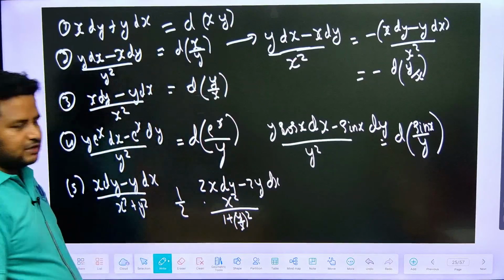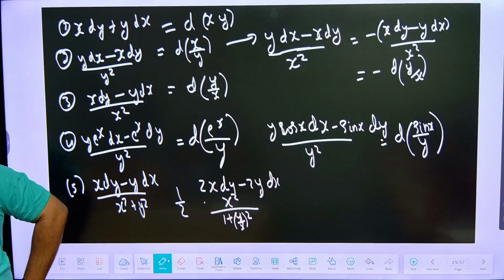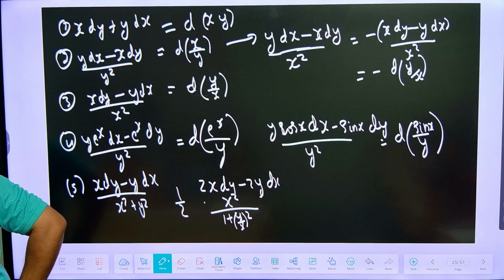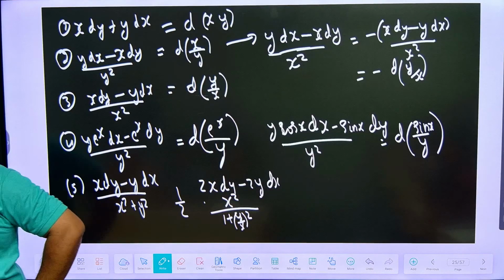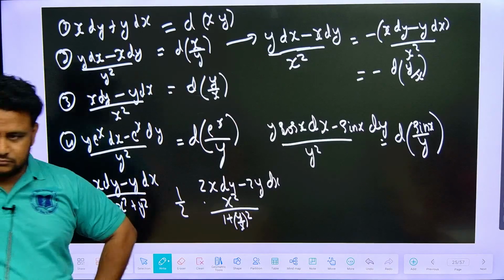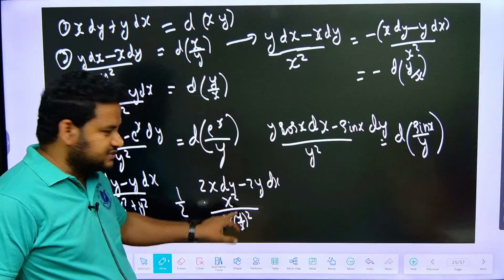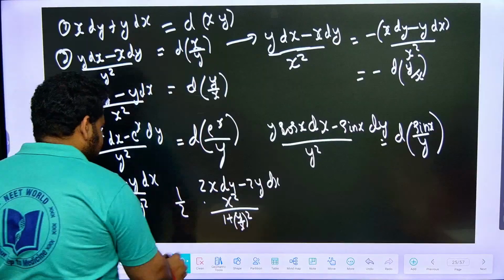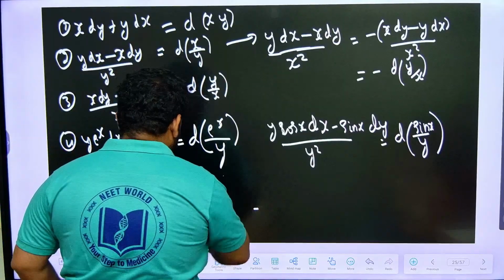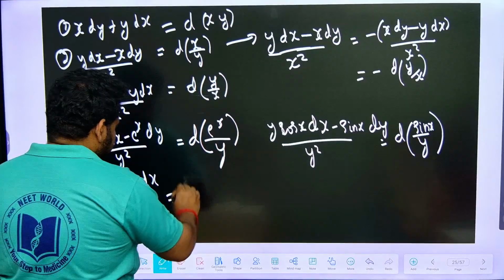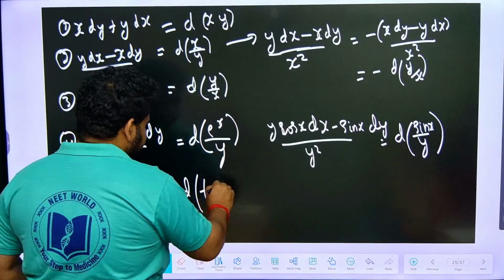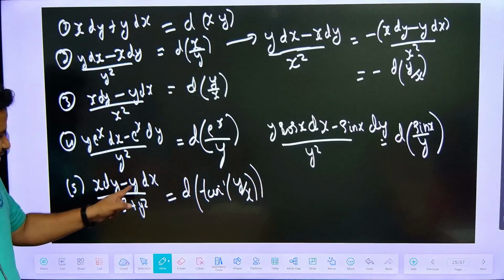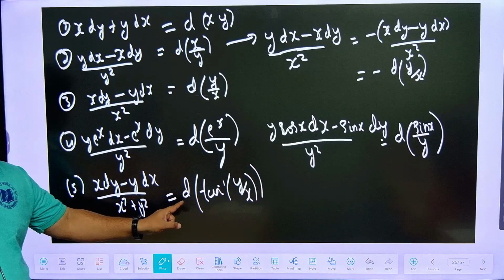On doing this, you will differentiate like this and get d by dx of tan inverse of y by x. So no need to worry about all this. If it comes like this, what to do? d by dx of tan inverse of y by x. Just remember this, no need to worry how it comes. If you are getting x dy minus y dx by x square plus y square, you apply d of tan inverse of y by x.